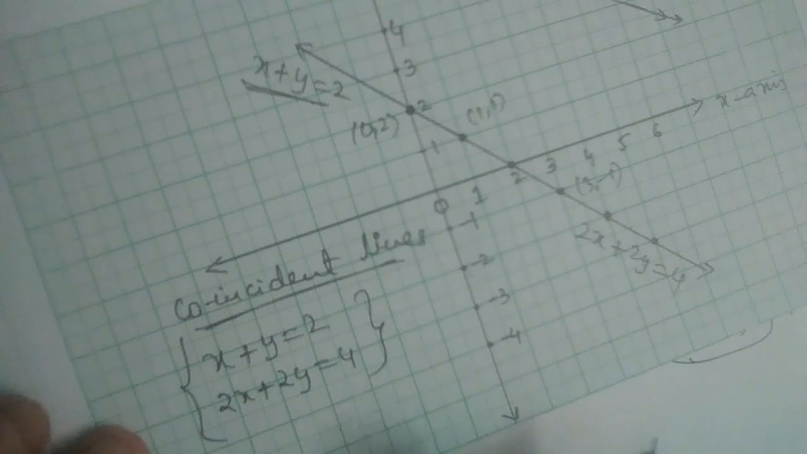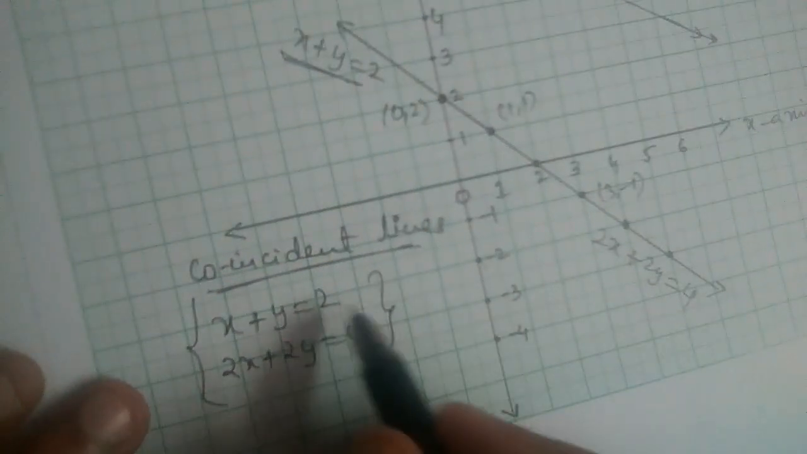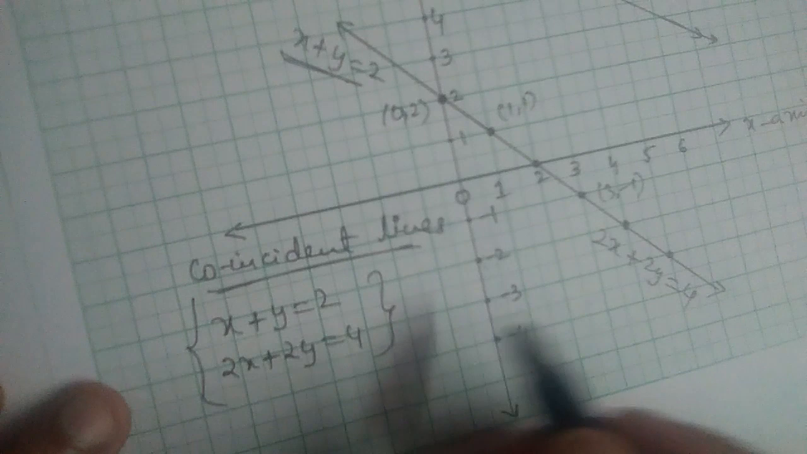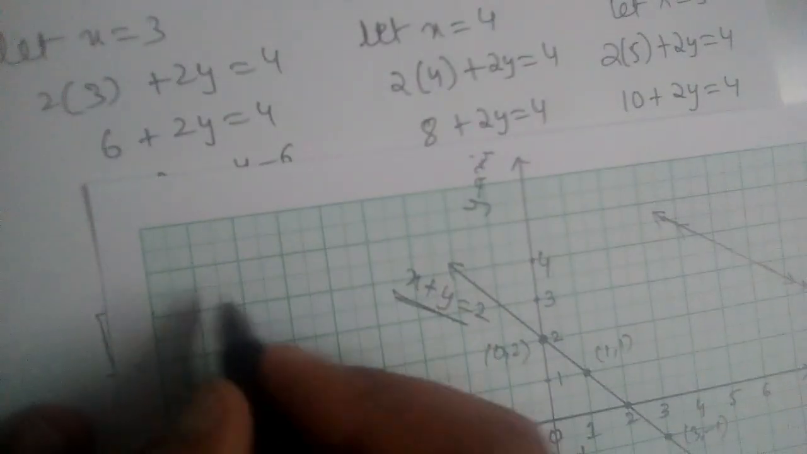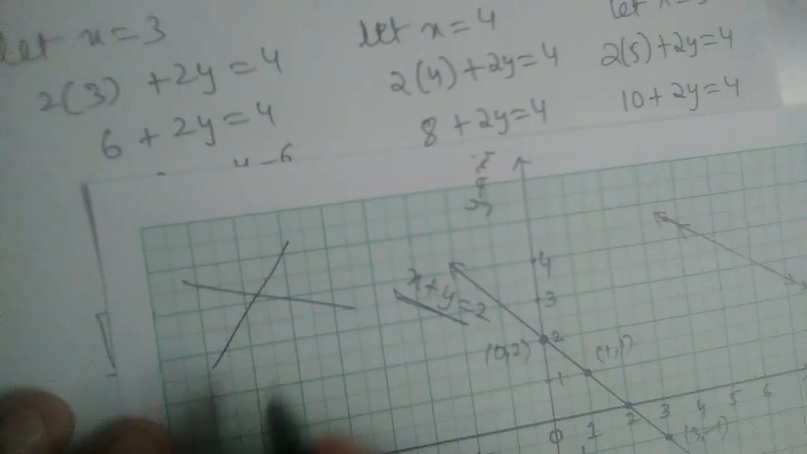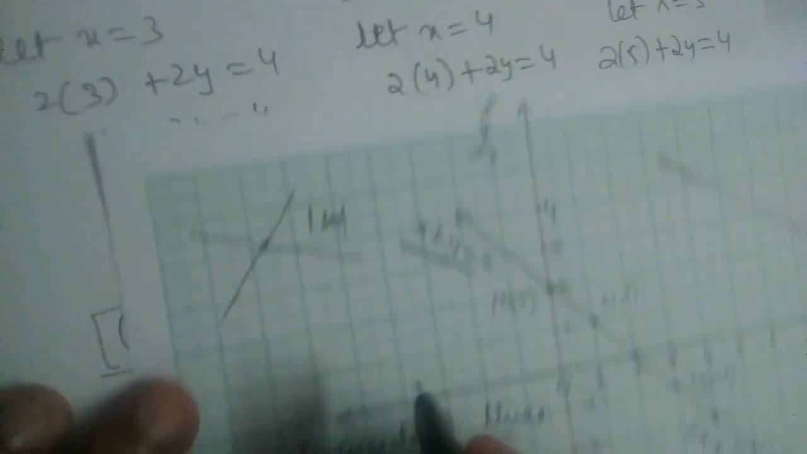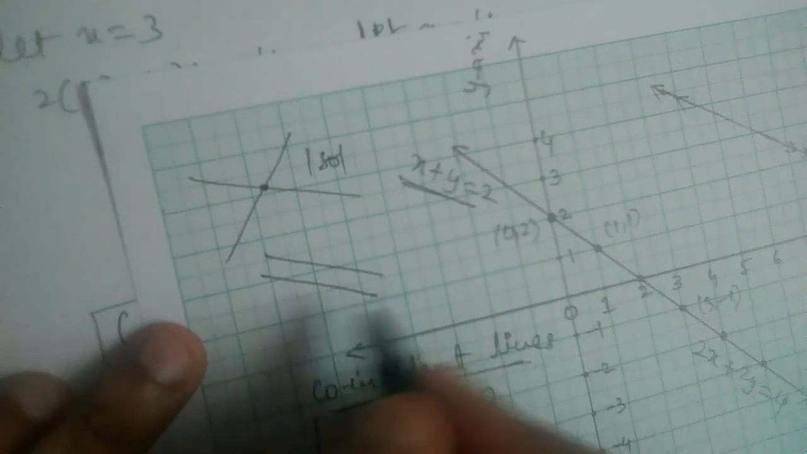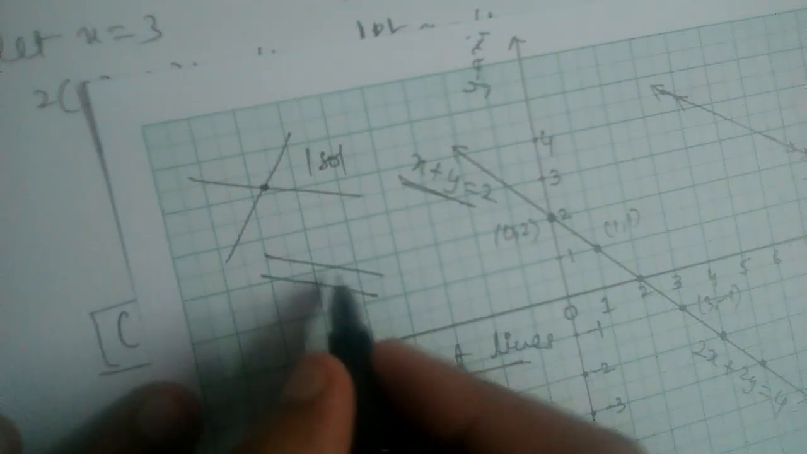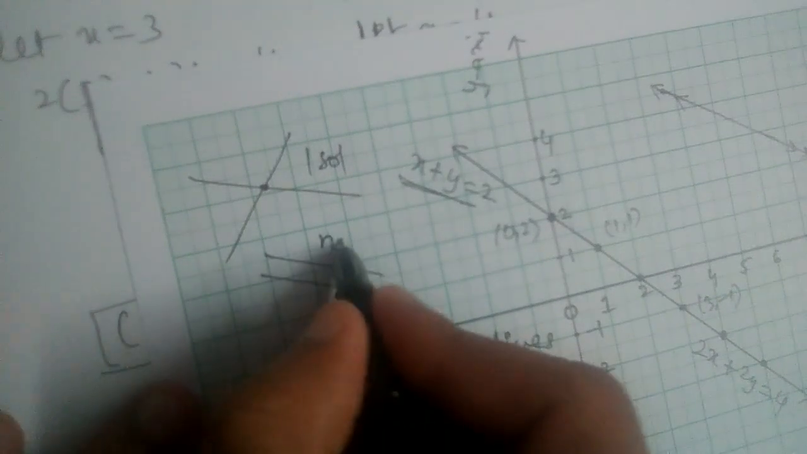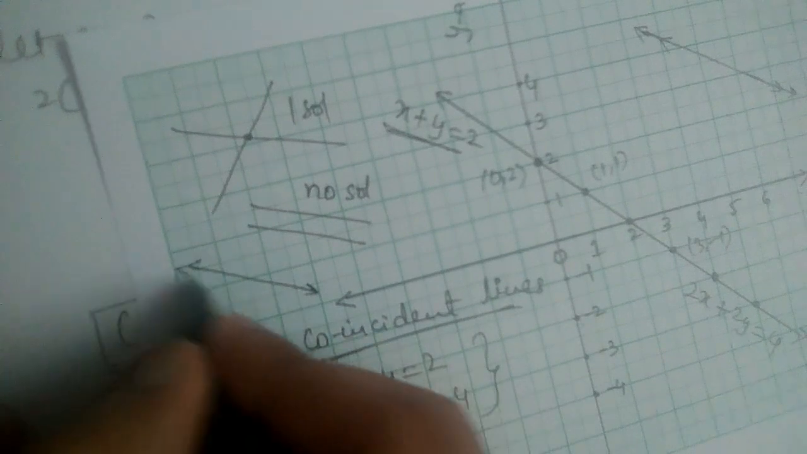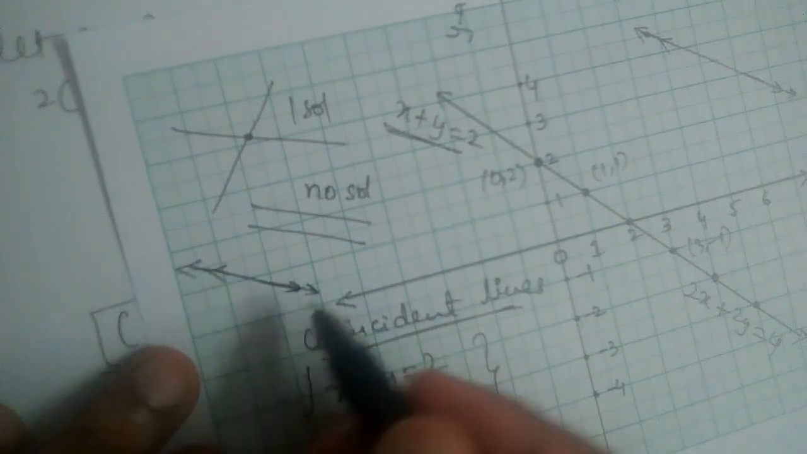Now how many solutions will be there for these two equations? See, the point of intersection of the straight lines will be our solution, right? In the first case we saw intersecting lines, so these two lines were intersecting at one point and we had one solution, right? And in the next case we saw parallel lines, they were never intersecting. Parallel lines will never intersect, so they had no solution. And in the third case we have straight lines like this. Two lines are lying on each other, see, like this, right?